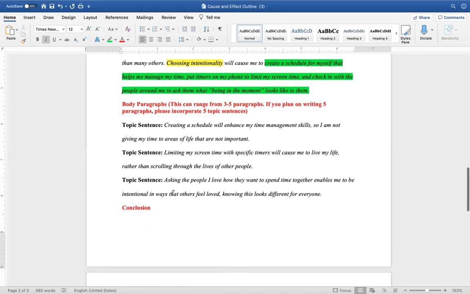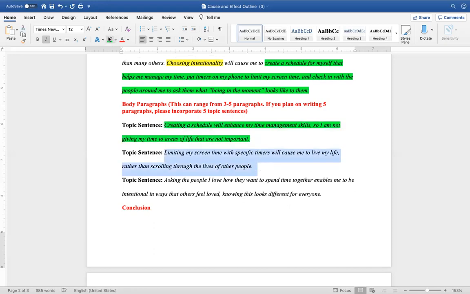So that's a cause. And then finally, asking people I love how they want to spend time together enables me to be intentional in ways that others feel loved, knowing this looks different for everyone. What I would unpack here is, being intentional with other people means asking my husband what that looks like for him, because maybe for him that's going on a date. But for my daughter, that's going to look different. Maybe it's sitting down after dinner and reading a book specifically with her and carving out time that's special for her. What I want you to see here is I'm very cause focused.